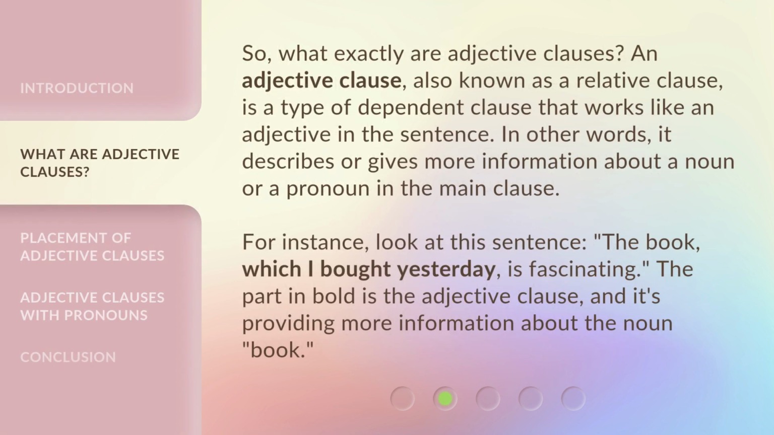So, what exactly are adjective clauses? An adjective clause, also known as a relative clause, is a type of dependent clause that works like an adjective in the sentence. In other words, it describes or gives more information about a noun or a pronoun in the main clause. For instance, look at this sentence. The book, which I bought yesterday, is fascinating. The part in bold is the adjective clause, and it's providing more information about the noun, book.